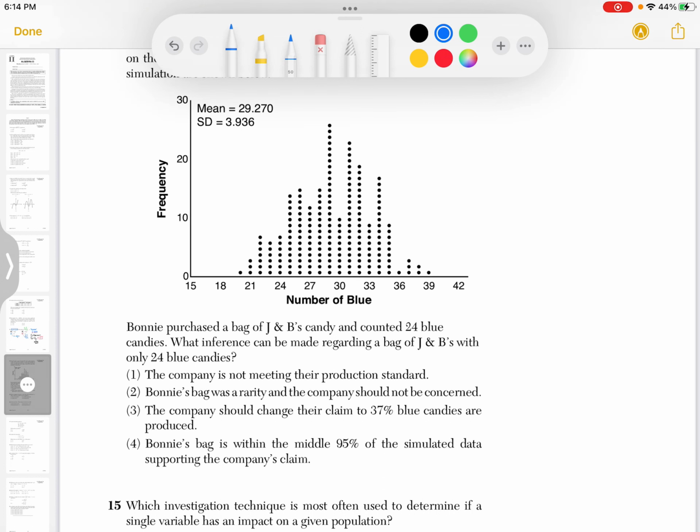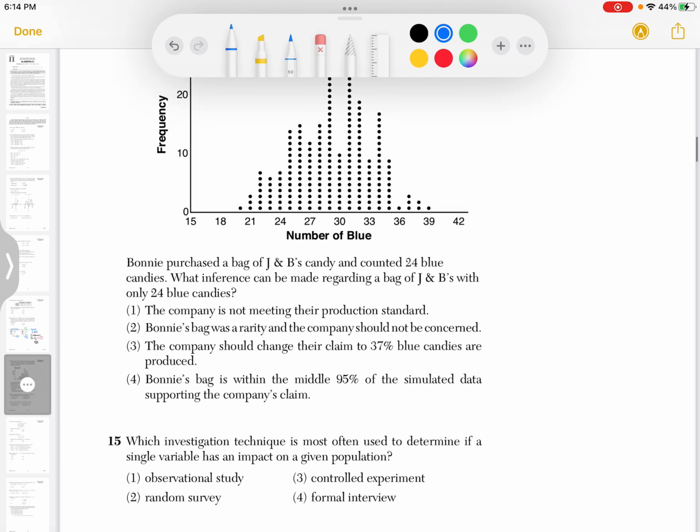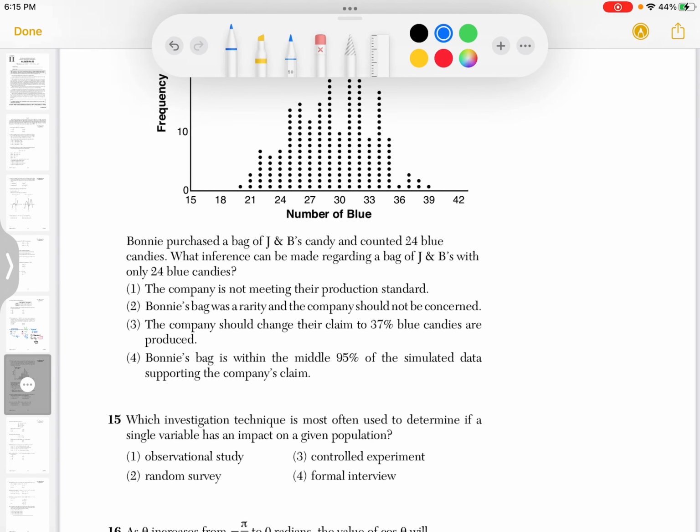Bonnie purchased a bag of J&B's candy and counted 24 blue candies. What inference can be made regarding a bag of J&B's with only 24 blue candies? So I'm going to read through my choices. Choice 1 says the company is not meeting their production standard. Okay, not really super helpful to the question, but I'm going to keep reading the choices and leave that one open for now. Choice 2 says Bonnie's bag was a rarity and the company should not be concerned. Choice 3 says the company should change their claim to 37% blue candies are produced. And 4, Bonnie's bag is within the middle 95% of the simulated data supporting the company's claim.